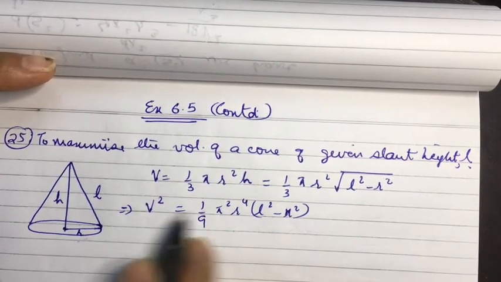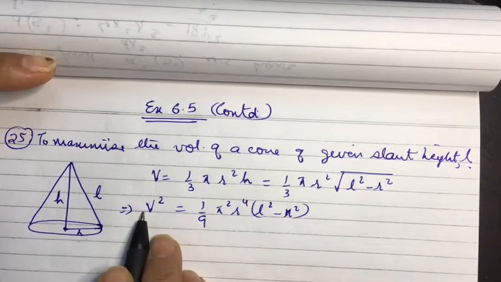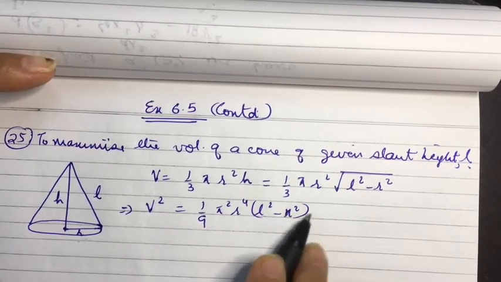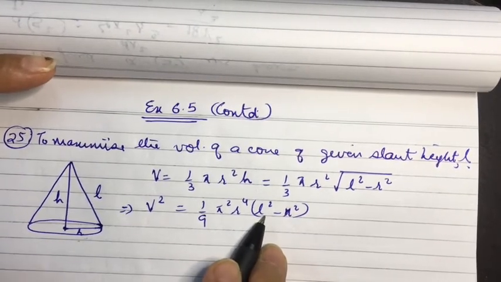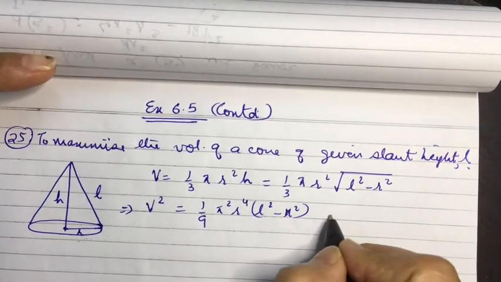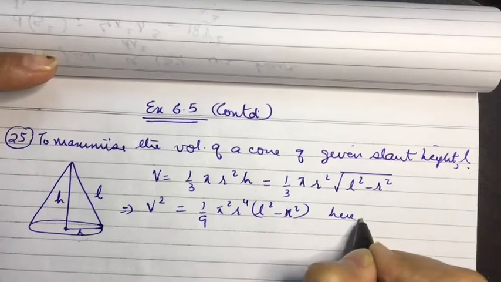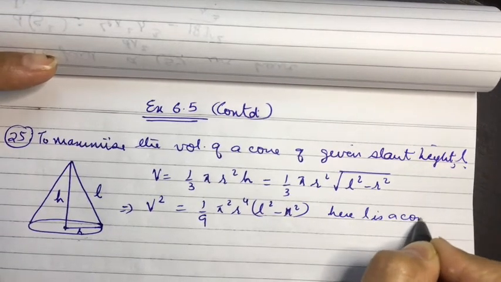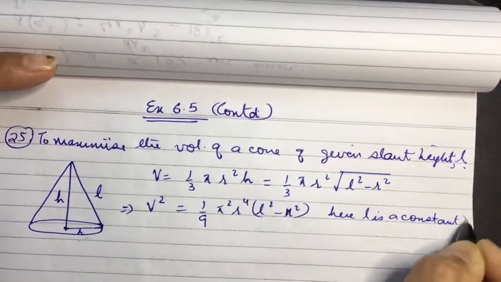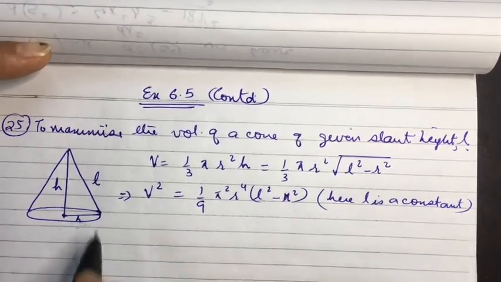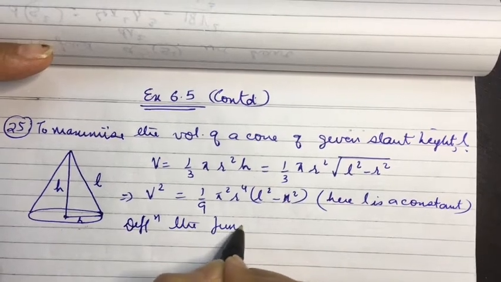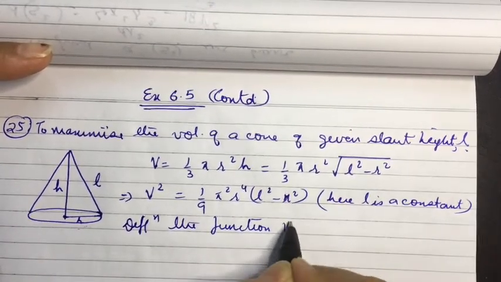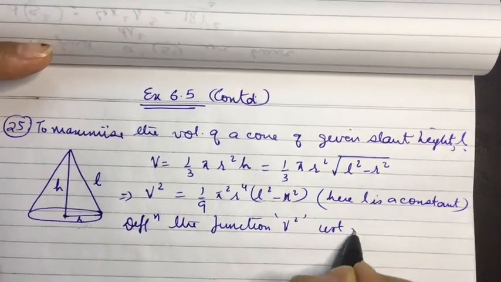Now clearly this V square function is in terms of only one variable, which is r, because L is a constant. Now here L is a constant because it is given to us. Okay, now differentiating the function V square with respect to r.